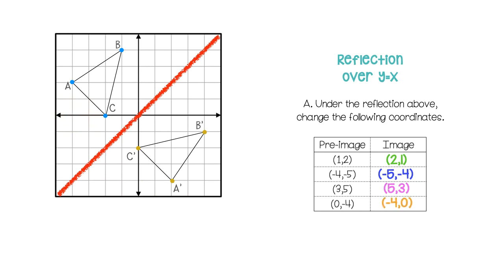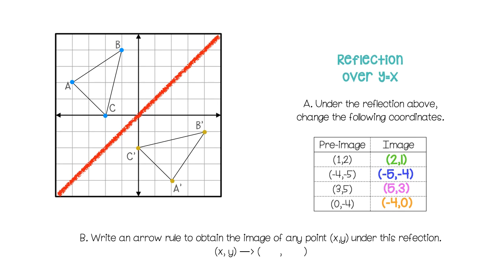So look at the pattern, and let's see if we can come up with a rule for any point x, y. What I notice is each coordinate flips places. They switch. Instead of 1, 2, I have 2, 1. Instead of -4, -5, I have -5, -4, and so on and so forth. So my y actually comes to the front, and my x goes to the back. They switch places. That is the rule for a reflection over the line y equals x.